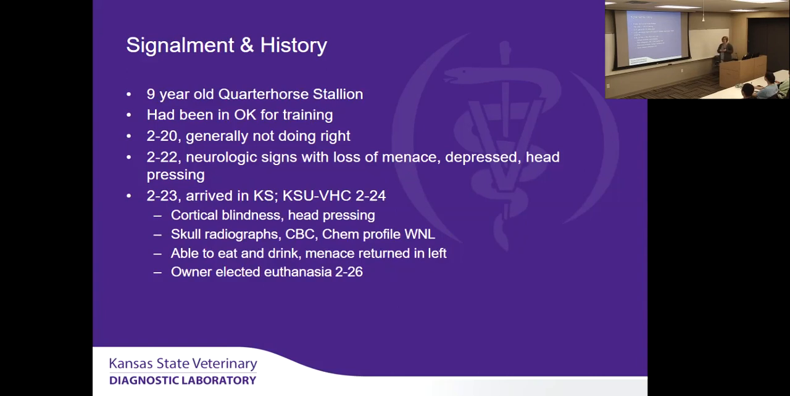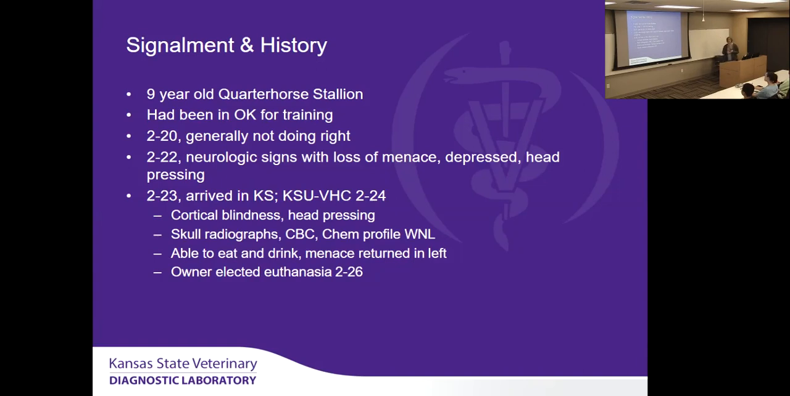So they went ahead and brought the horse back to Kansas. They got here on the 23rd, and the next day they brought it to the Veterinary Health Center at Kansas State to the equine department because of these signs, and because when the owners got it back, they realized it was not normal. So, cortical blindness. When they assessed this horse, he could not see, and cortical blindness indicates that it's in the cortex of the brain that's causing that lesion, so it's not a problem with the actual eyeball or the globe itself, it's a brain problem.